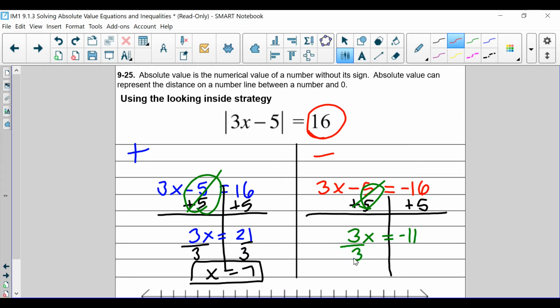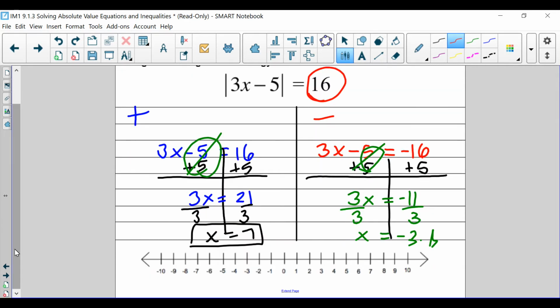And this one is not so easy of an answer. We've got a little bit of a decimal here. It says negative 11 over 3. That would be negative 3 and 2/3, which we would just say is 3.6 repeating. I don't know why it's not letting me write. Okay, so 3.6 repeating there.